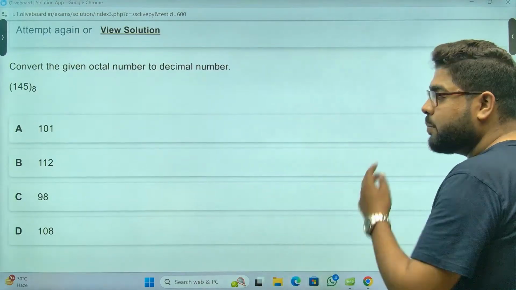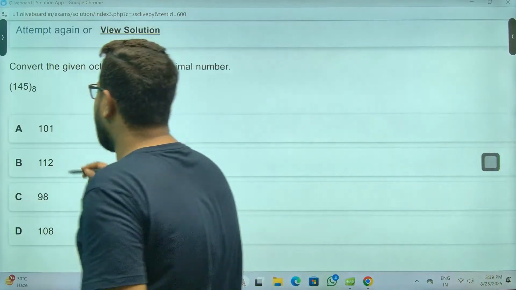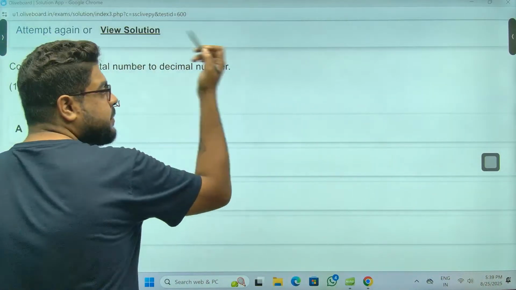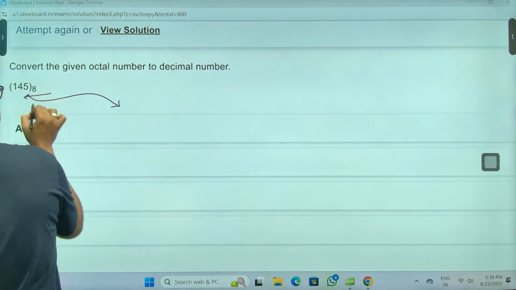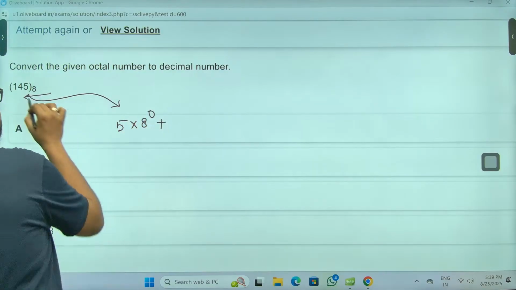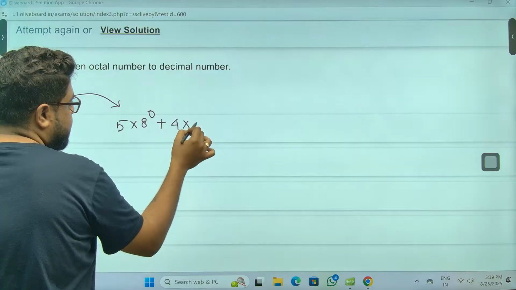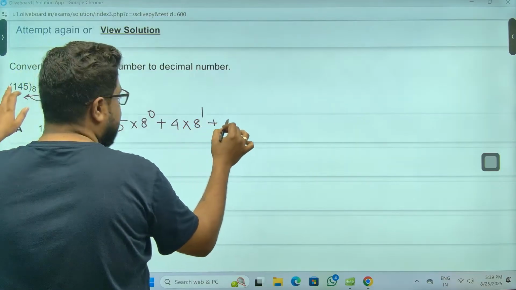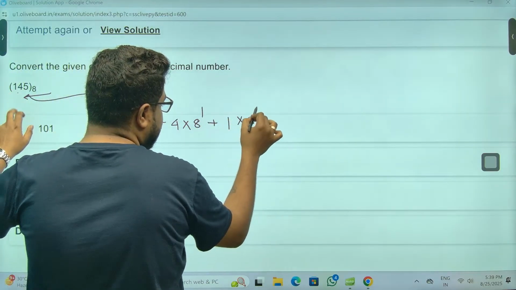Okay, octal number. Arey sir, a computer science question has come. Sir, octal number means powers of 8 from right to left. So 5 into place value 8 to the power 0. The next is 4 into place value 8 to the power 1. Last is 1 into 8 to the power 2.